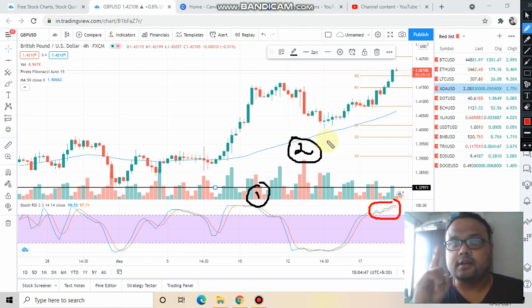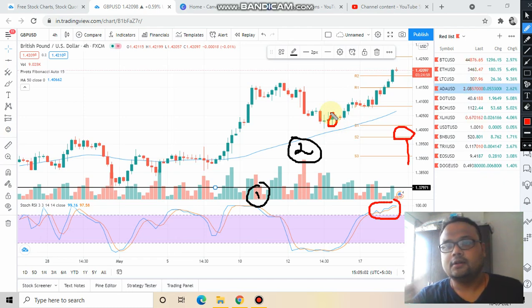But do remember, confirmation is always important, and confirmation can be in the form of a hammer or price rejection from below, like this. Once you get a confirmation that yes, the 50 MA is a valid support, you can go for a buy order. This is your second trading opportunity.